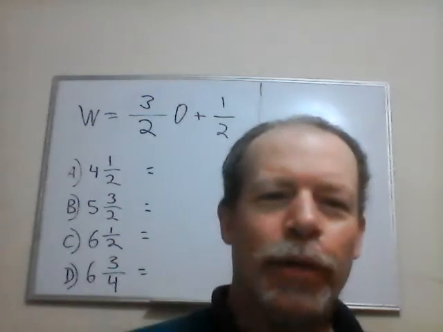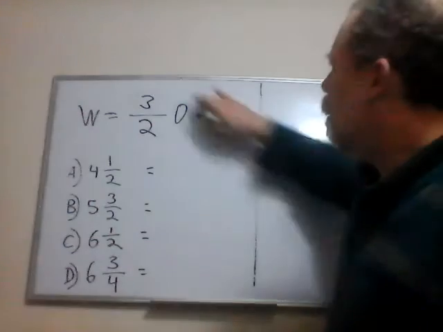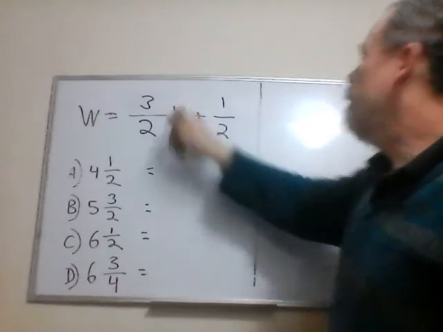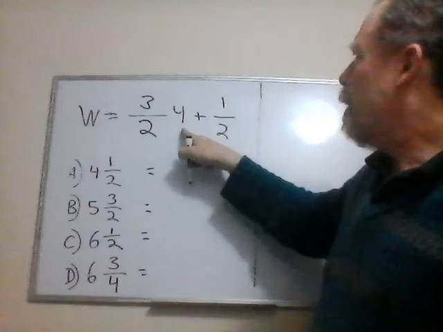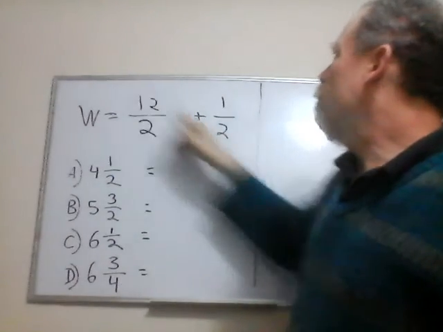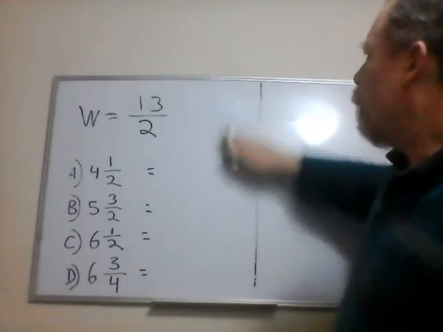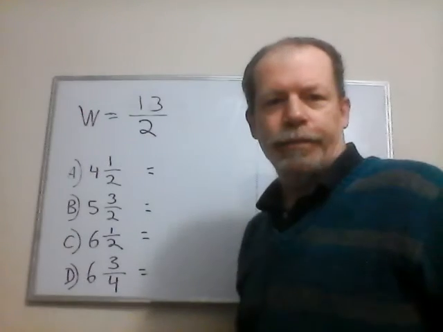First, let's do the part that we have to do, which is to convert. You take the 4 and put it in for the O. That becomes 3 times 4, 12, over 2, you add the 1/2 to that, and it becomes 13/2. Oh, great, I'm done. No, you're not done.